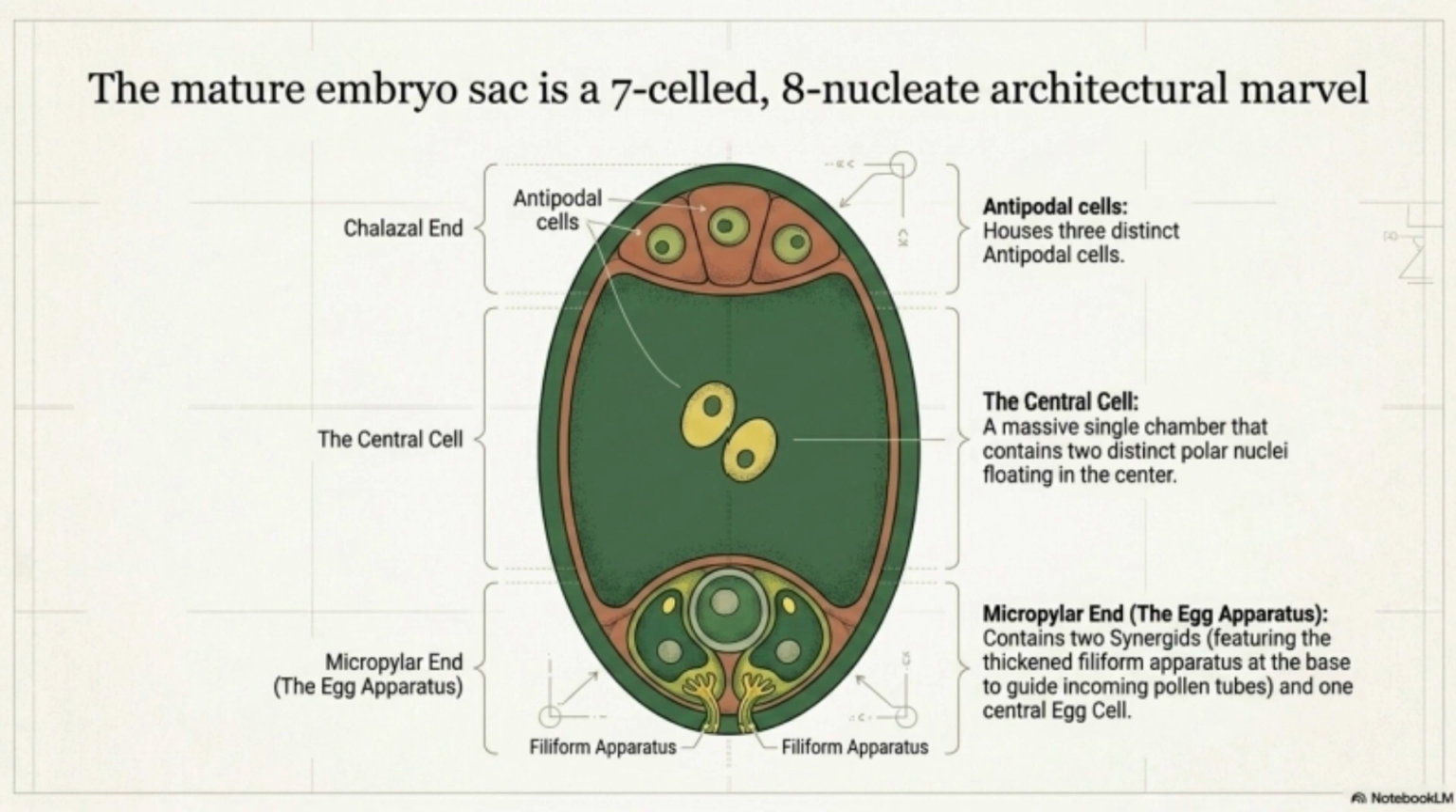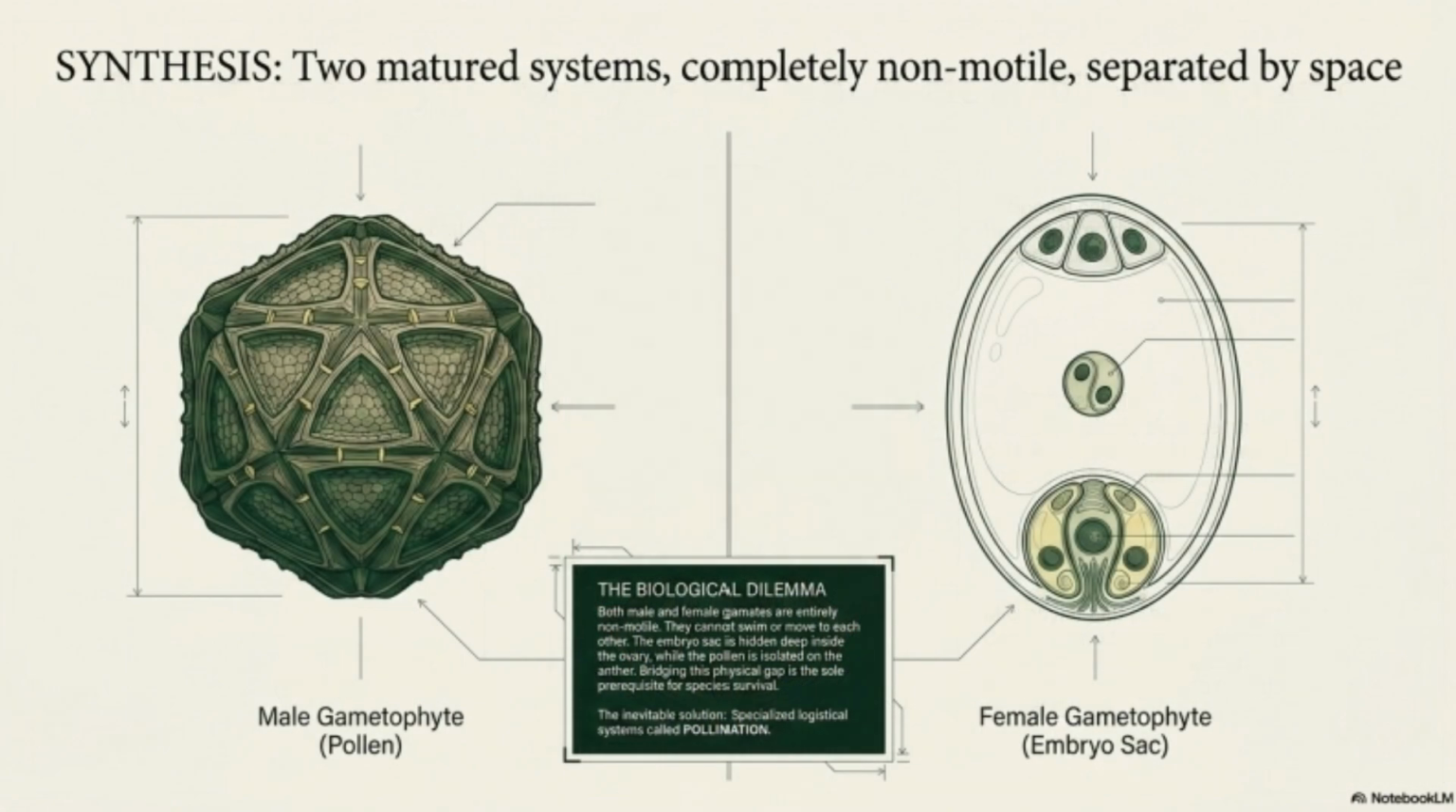Let's count them together. At the chalazal end, we have 3 antipodal cells. In the dead center sits a single, massive central cell containing 2 separate polar nuclei floating together. And at the micropylar end, we find the crucial egg apparatus. It contains 2 supporting cells called synergids and 1 vital egg cell. Notice those finger-like projections at the base of the synergids. That is the filiform apparatus, and its sole mechanical job is to guide the incoming pollen tube right to the egg. Now that both systems are mature, we face a major biological dilemma.